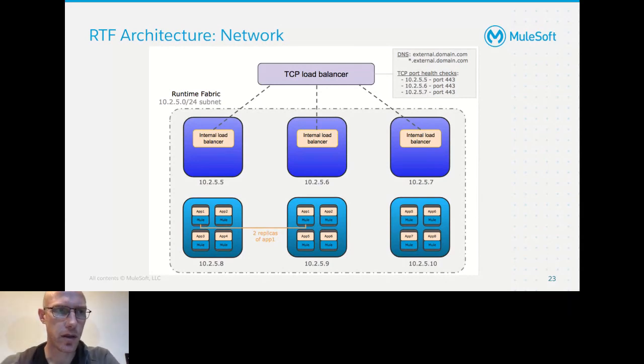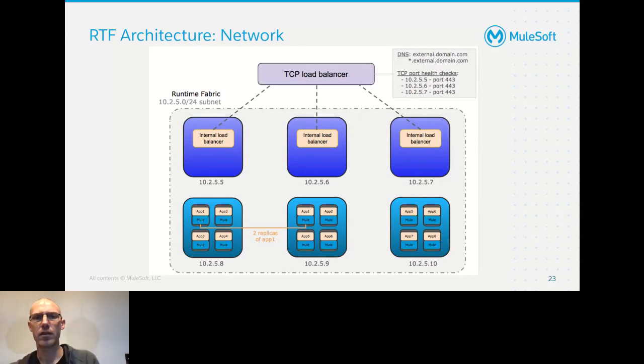So here's an example of a front-to-back flow. The incoming HTTP request is forwarded to the external load balancer. The TCP load balancer forwards the request to an available internal load balancer on the fabric. The internal load balancer will decrypt the request and direct it to an available replica of the Mule app in the diagram, and the application sends a response which is routed back to the requester. You will note that there are some health check ports which the external TCP load balancer can use to determine whether the internal controller nodes are up.